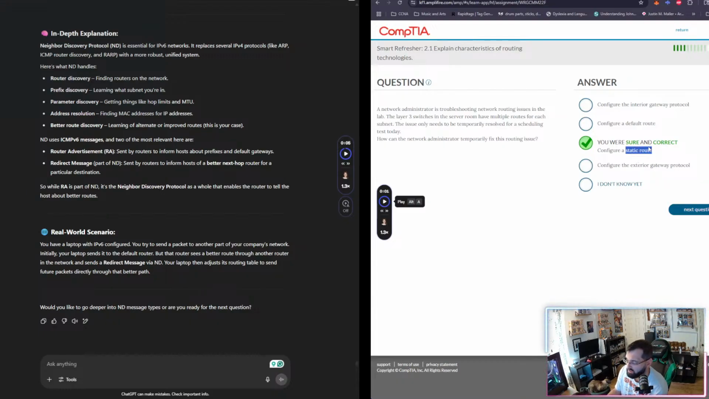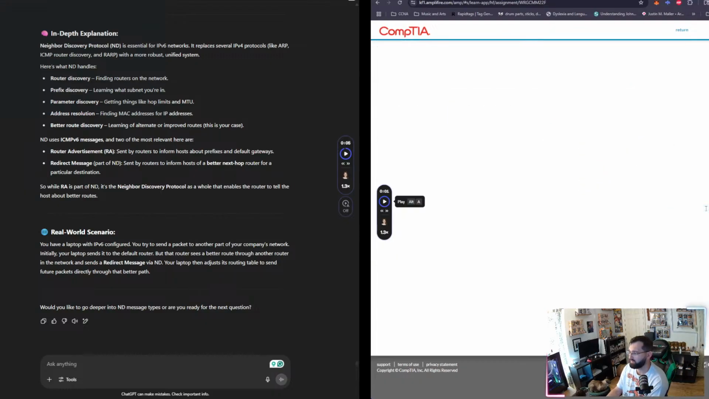One, the static route has an administrative distance of 1, so it's going to be the shortest path. Two, static means that you're manually putting it in, and because it only needs to be a temporary fix, I don't really need to do anything else.